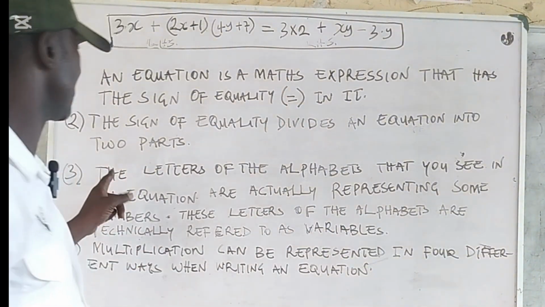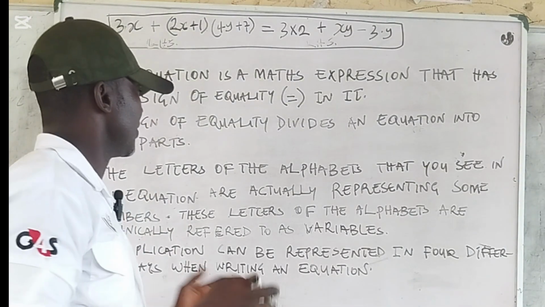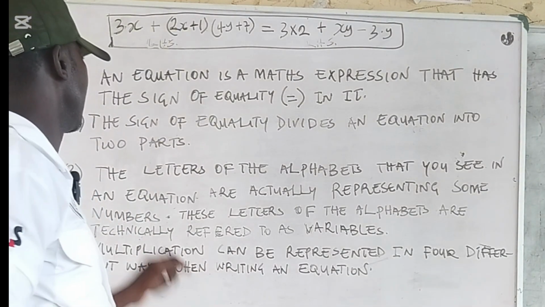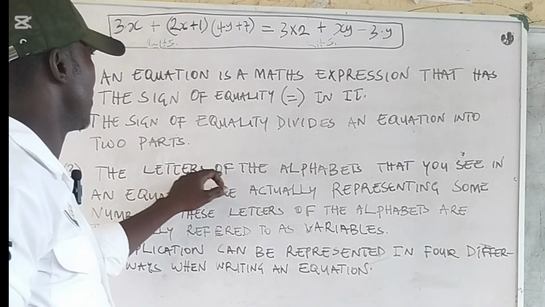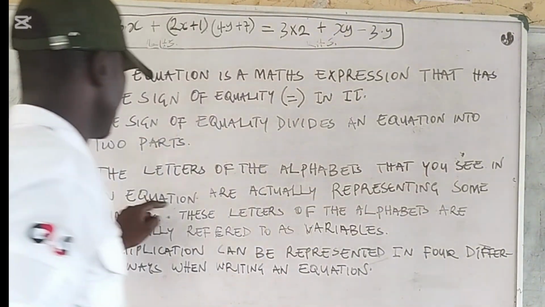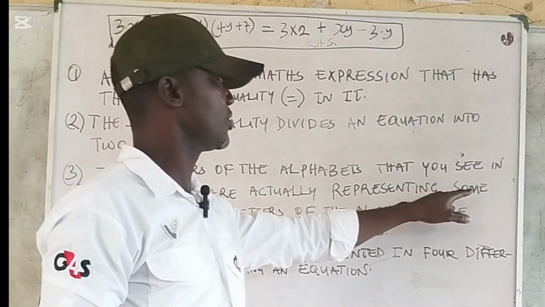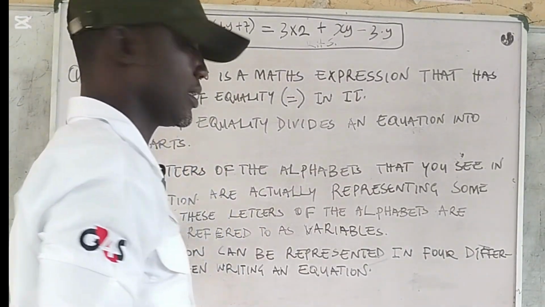Having said that, let's go straight to the third fact about maths equations that you need to know in order to make maths make sense. The letters of the alphabet that you see in an equation are actually representing some numbers.